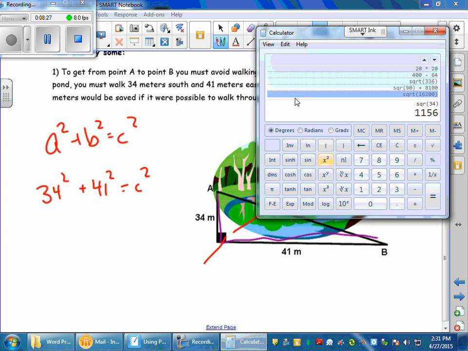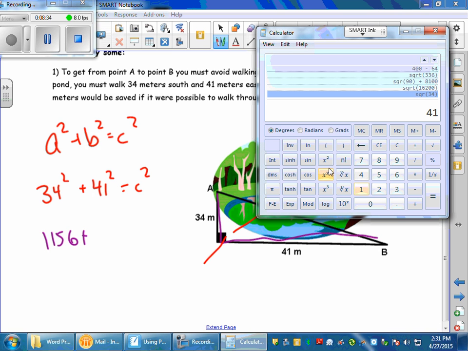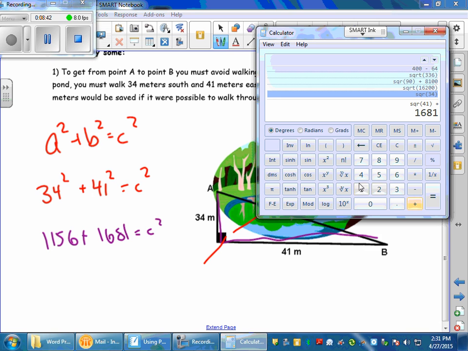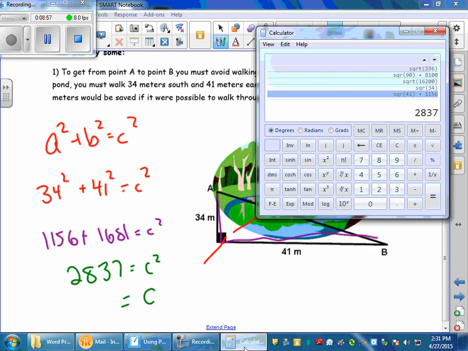34 squared is 1,156 plus 41 squared, 1,681, is equal to C squared. I'm going to add up these two, 1,681 plus 1,156, and I'm getting 2,837. So 2,837 is equal to C squared. To find just straight up C, though, remember, I need to square root both sides, and I end up getting 53.2.